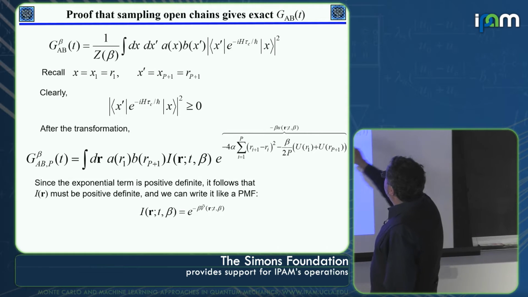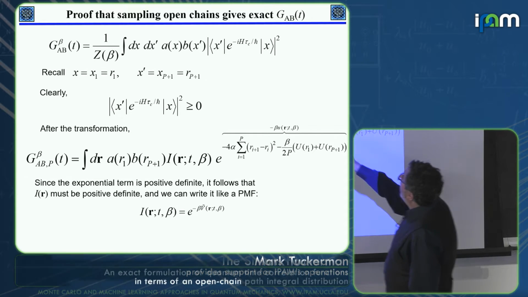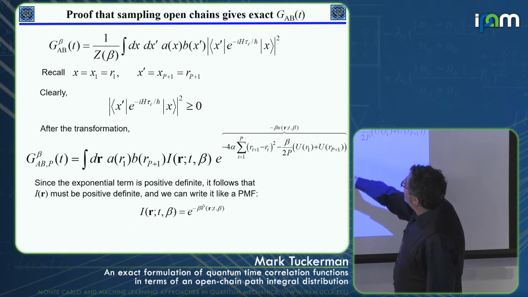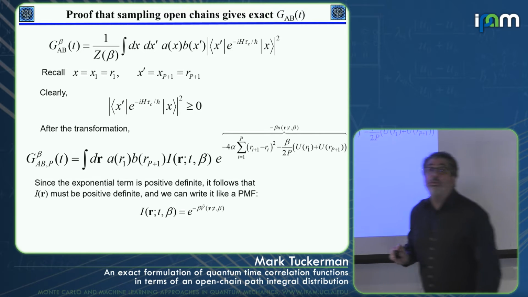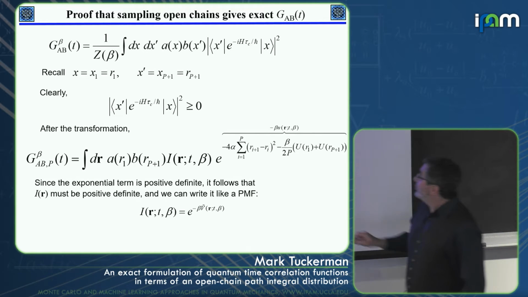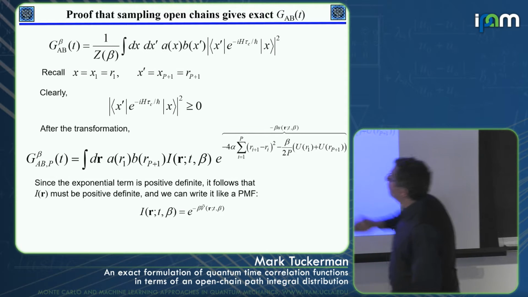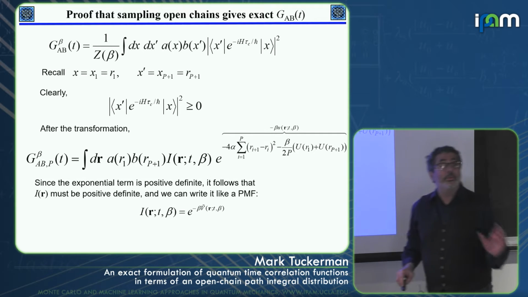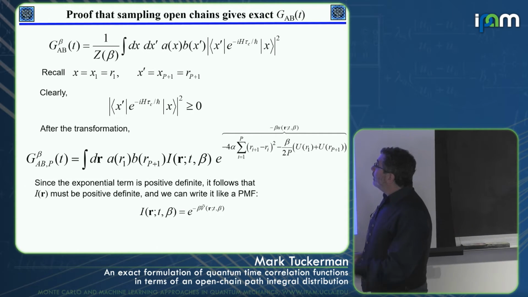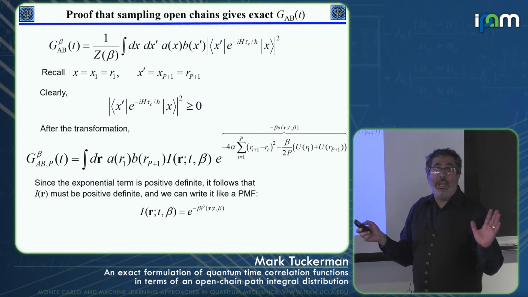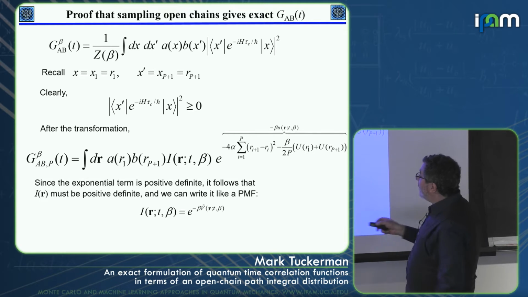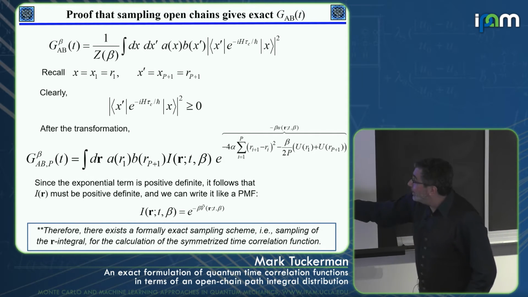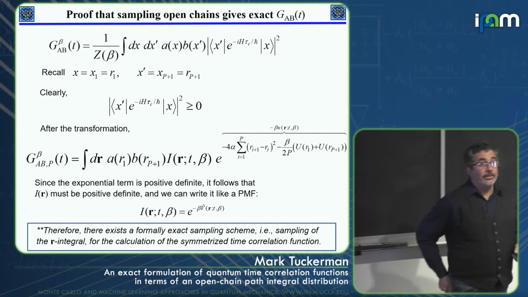But now, because this is positive definite, and the whole thing has to be positive definite, apart from the a and the b, the only possibility is that this integral that we did is also positive definite. In other words, I can write this I as a kind of Boltzmann factor where this V tilde is real. It's a real potential. It exists formally. And that means that if I go to this open chain as a function of the R's, I have an exact distribution that I can sample for calculating the symmetrized time correlation function.